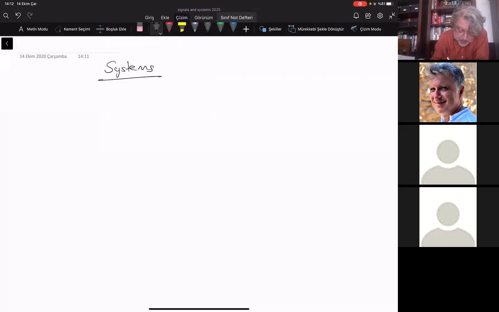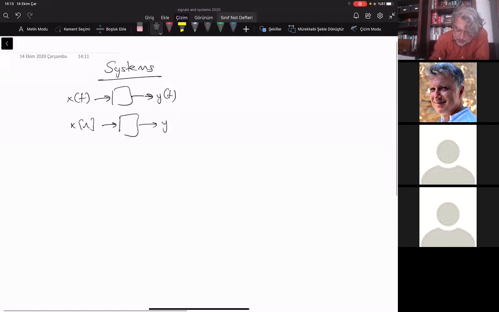One of them is a continuous time system acting on continuous time signals like this. And the other one is a discrete time system acting upon discrete time signals. The input is discrete, the output is also discrete.